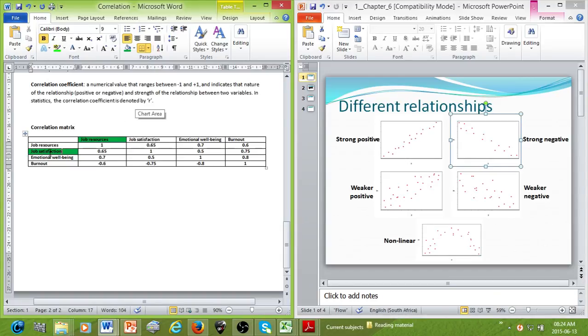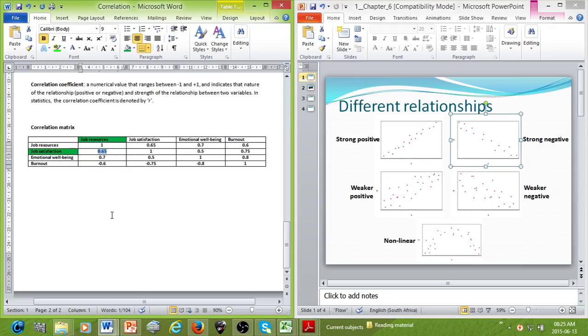I've highlighted it over here. Here we found our job satisfaction column. Where does job satisfaction intercept job resources? Right over there. So here our correlation coefficient is... Now what is our correlation coefficient equal to? As we can see, 0.65.